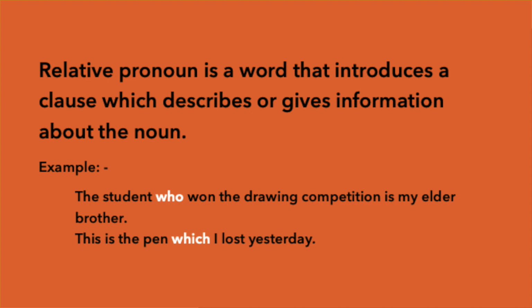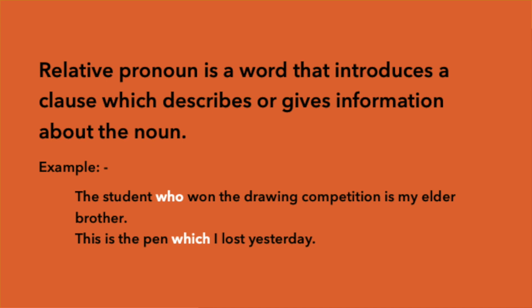For example, the student who won the drawing competition is my elder brother. In the above example, who relates to the student, which is modified by who won the drawing competition. Who also introduces the clause who won the drawing competition. They're like conjunctions, words that join clauses.